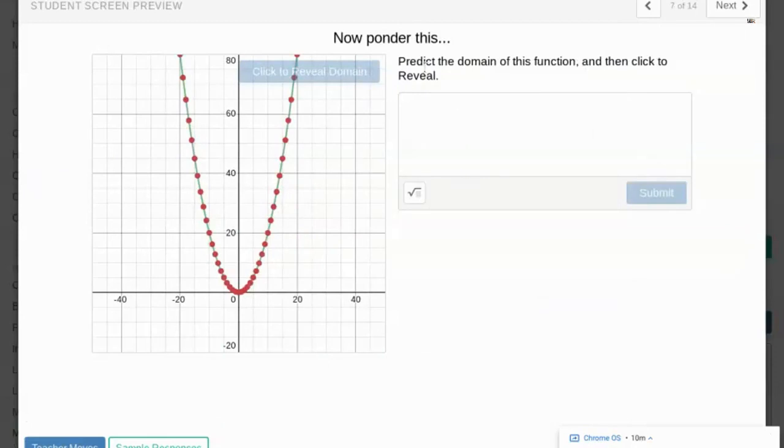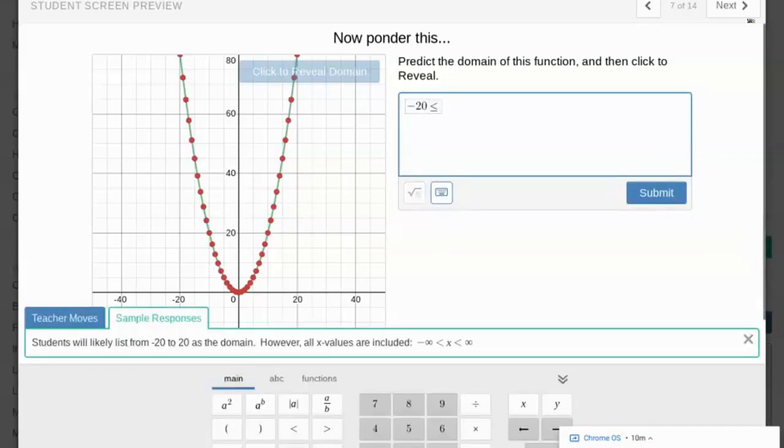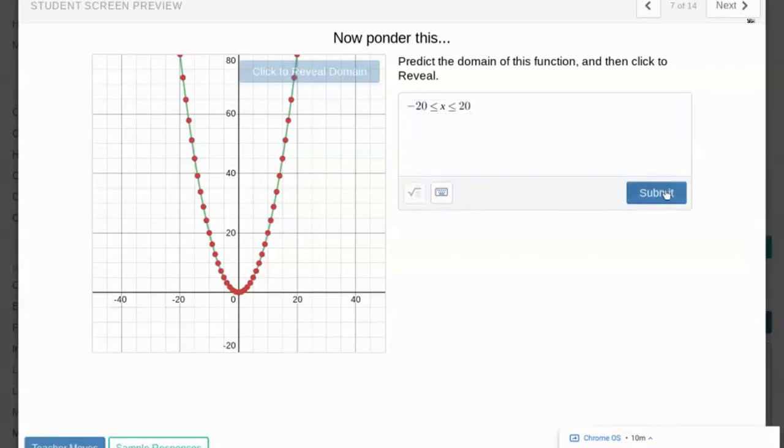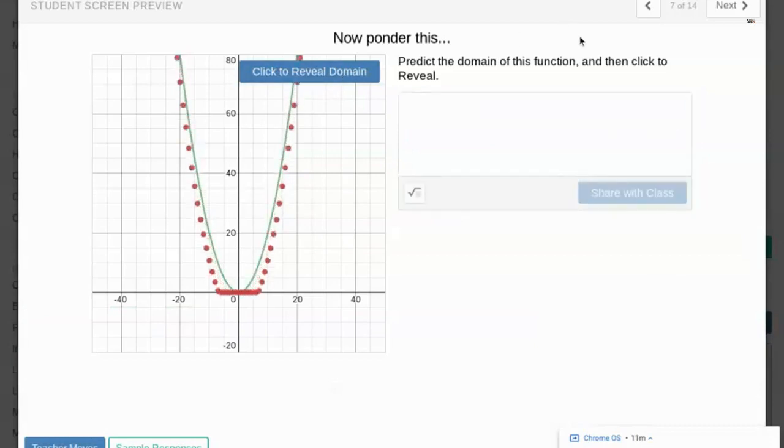Now we're going to ponder something different. So let's predict the domain of this function, and then we're going to click reveal. So if I'm looking at domain, I'm looking at my farthest x point on the left, and then my farthest to the right. So for me, it looks like these are at -20 and 20. So I'm going to write an inequality using these. So we had -20, and then the signs that we used were here, and then 20. So I'm going to submit this, and let's click to reveal our domain.